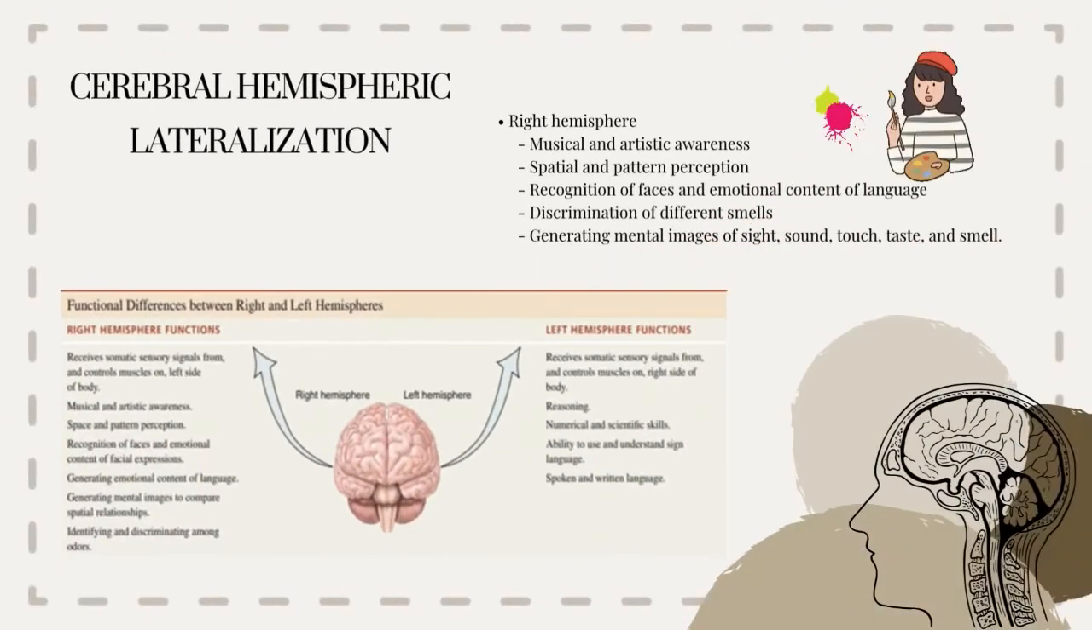The right hemisphere function is mainly for musical and artistic awareness, for spatial and pattern perception, recognition of faces, and emotional content of language. There is also discrimination of different smells and generating mental images of sight, sound, touch, taste, and smell. In addition, it receives somatic sensory signals from and controls the muscles on the left side of the body, so basically on the opposite side. The right hemisphere controls the left side of the body.